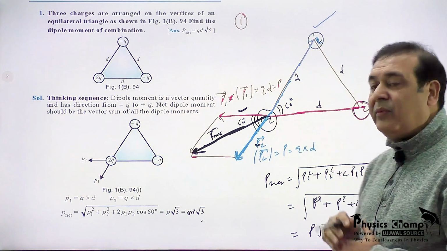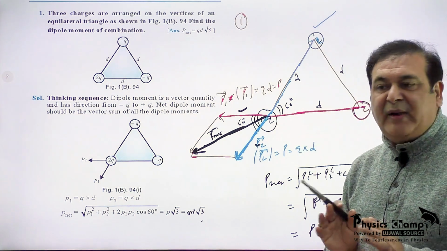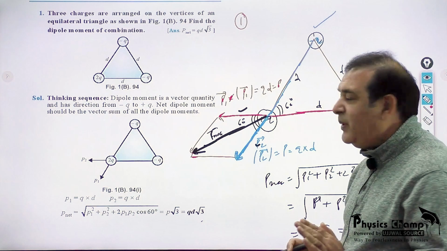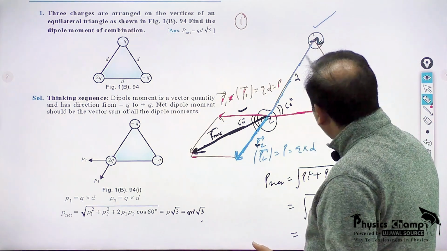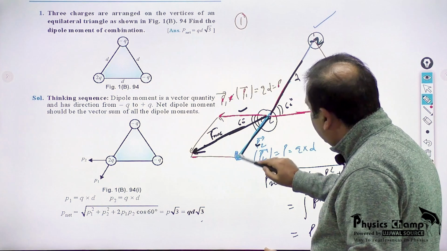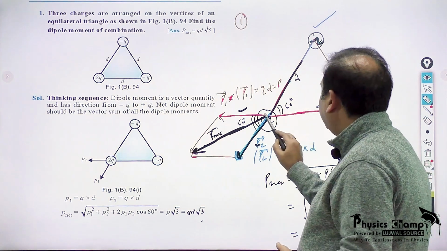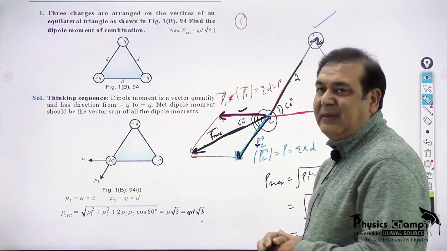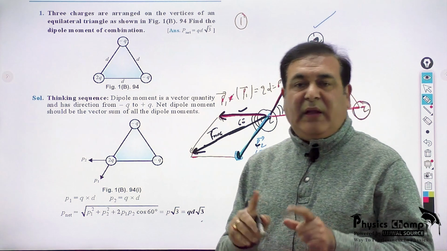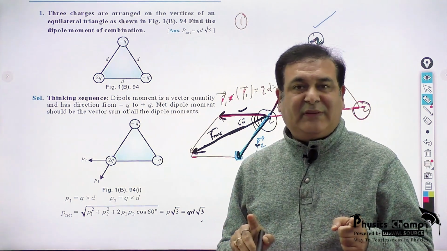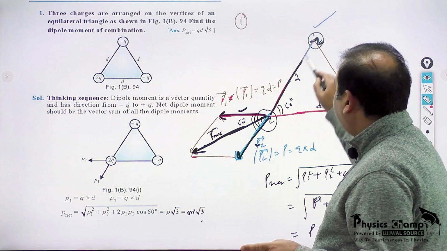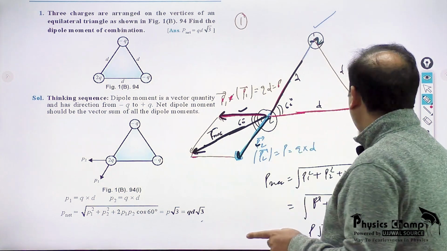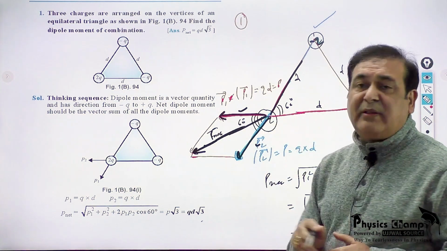So this is the first question, and it is based on the fact that the dipole moment has a direction from negative charge to positive charge. Here also it has a direction from negative to positive charge, and then there are equal and opposite charges that make a dipole. Minus Q and plus 2Q. Here minus Q and plus Q formed one dipole. Here minus Q and plus Q formed another dipole.